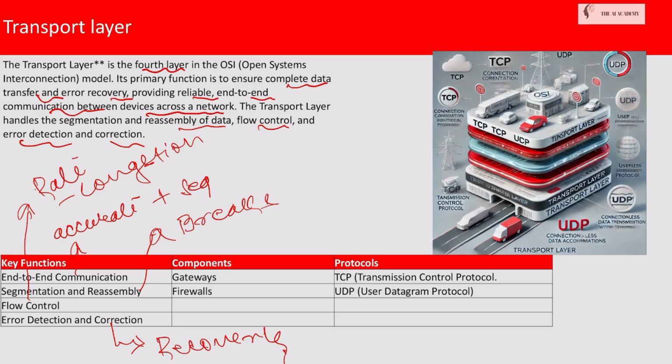The key components of the transport layer are: gateways. It connects different networks and operates at various layers of the OSI model, including the transport layer, to manage data flow and ensure proper routing and delivery.